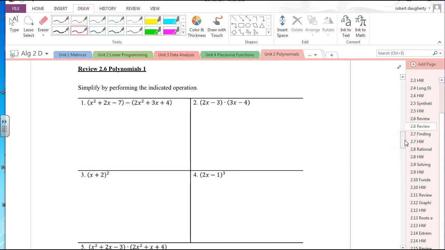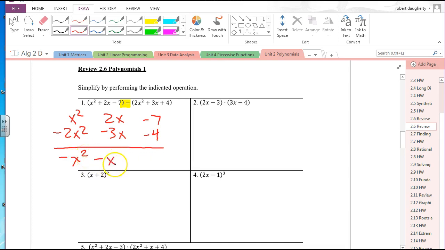Simplify by performing the indicated operation. In this one, please do not multiply. There is a minus sign right in here, so this is pretty straightforward. This is x squared. And then if I gather like terms, that's going to be minus 2x squared, 2x minus 3x, minus 7 minus 4. So this is going to leave me with minus x squared minus x minus 11. That is the answer when I subtract these two polynomials.